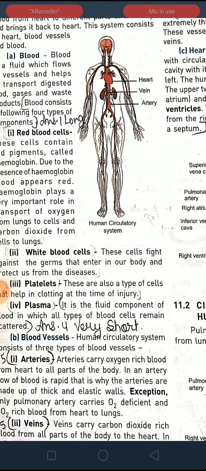Fourth is plasma. Plasma is the fluid component of blood in which all types of blood cells remain scattered. It is a sticky, transparent fluid-like structure, and all blood cells, RBC, WBC, platelets, are floating in the plasma. Understood? So these are all the components of the blood.